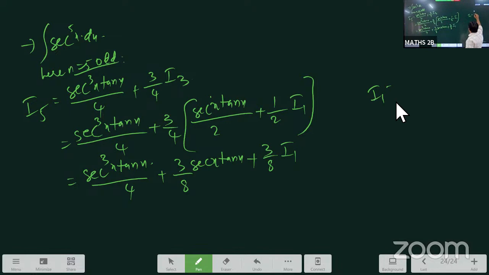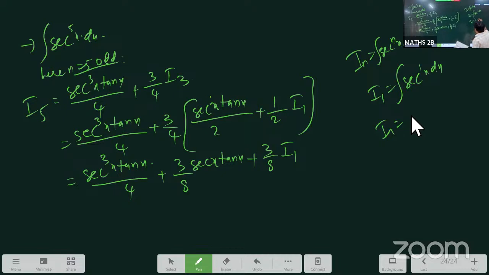What is I1? Integration of secant power n x dx. So I1 is the integration of secant x, which is log mod secant x plus tan x plus c. Integration of secant x is what? Log mod secant x plus tan x plus c.